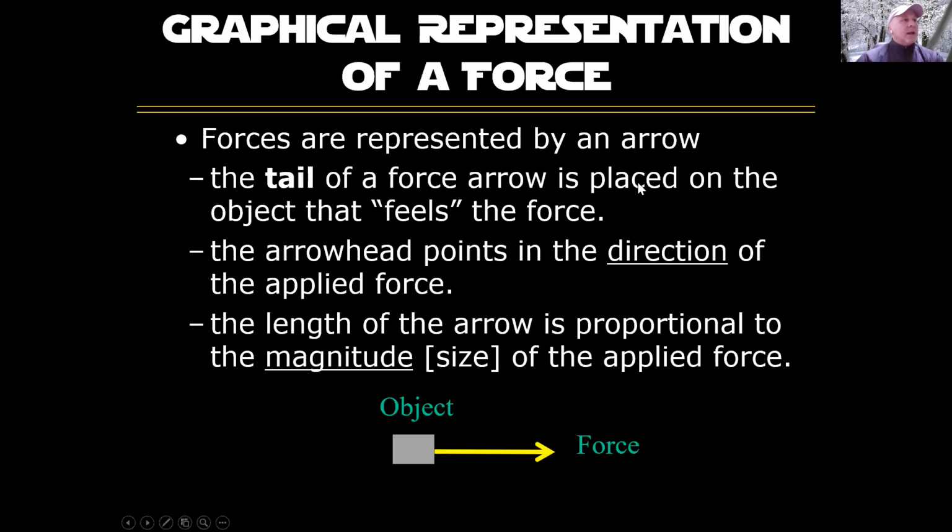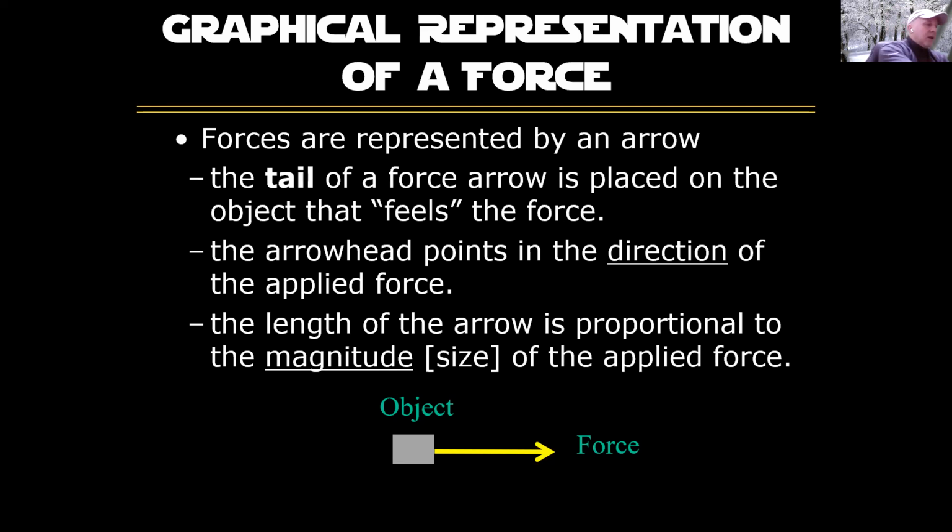So forces are represented by an arrow, right? We're still using this idea to make our force diagrams. The tail of the arrow, this is the tail right here, is placed on the object that feels the force. So if this is my object and I'm pulling on it, I put the tail of my force on the object. The arrowhead points in the direction of the applied force. So if I'm pulling to the right, the arrow points to the right because that's the way I'm pulling. The length of the arrow is supposed to give us an idea of the size of the force.